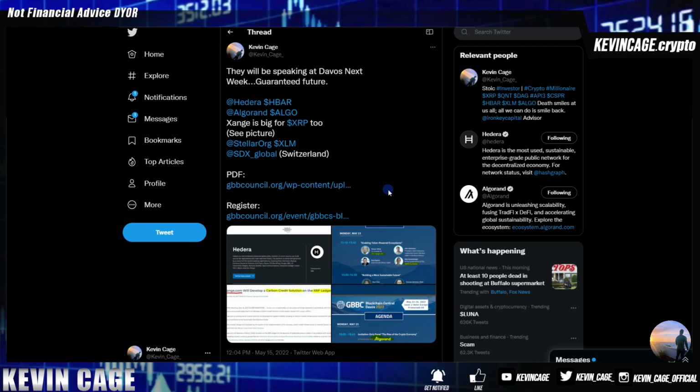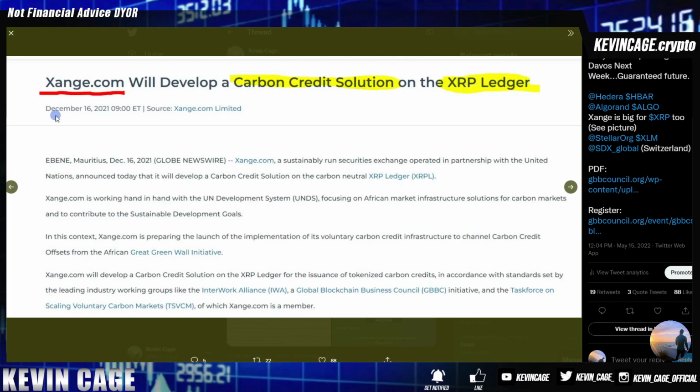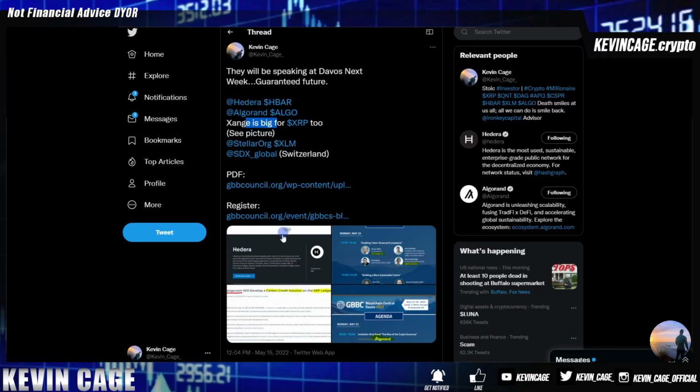We know that Ripple, Stellar, a variety of groups are part of the World Economic Forum's Crypto Council, side by side with Visa, I believe Goldman Sachs, some of the largest banks. And of course, Hedera, HBAR, Algorand, ALGO, even Zhang, which is a Ripple partner, is huge for XRP, as I can emphasize, and they're speaking at Davos. Remember that Zhang, I believe that's how you pronounce it, is developing a carbon credit solution on the XRP ledger. They're all speaking at Davos next week, starting, I believe, on May 22nd.